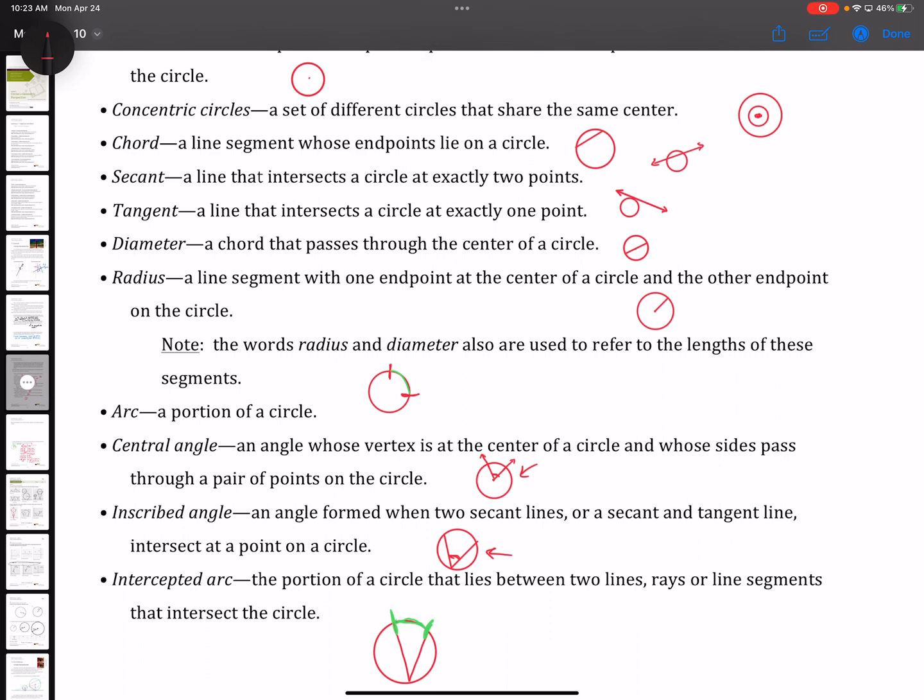Okay, I would like you to take a couple of seconds just to make sure that you copy all these down so that you know what each one is, okay?